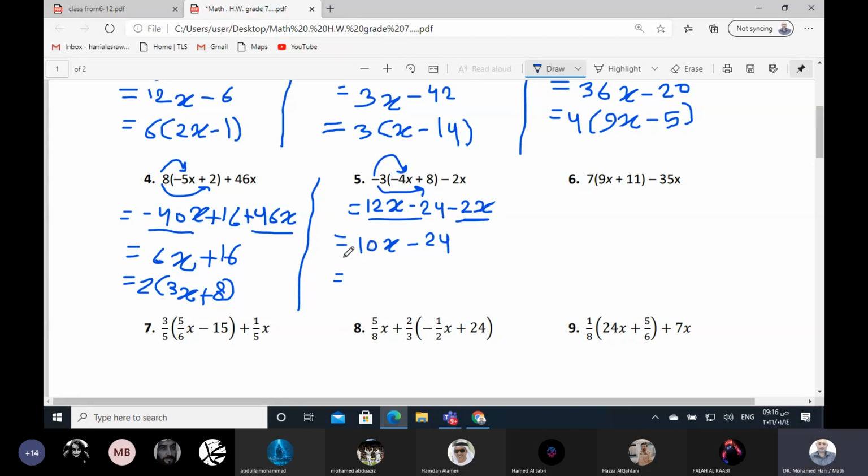Now, what is the GCF between 10 and 24? It will be 2. 10 divided by 2 will be 5x, minus 24 divided by 2 will be 12.